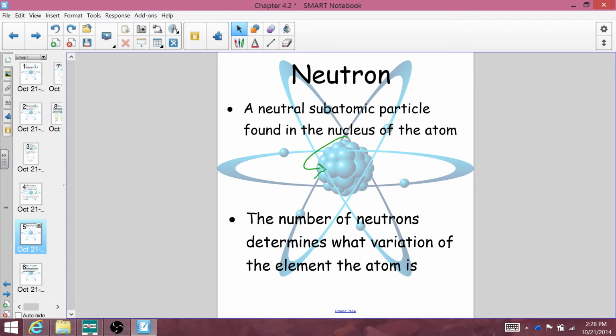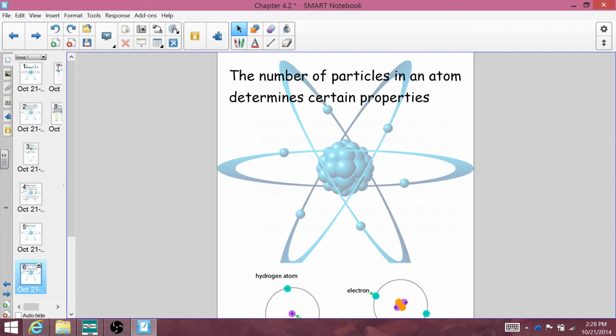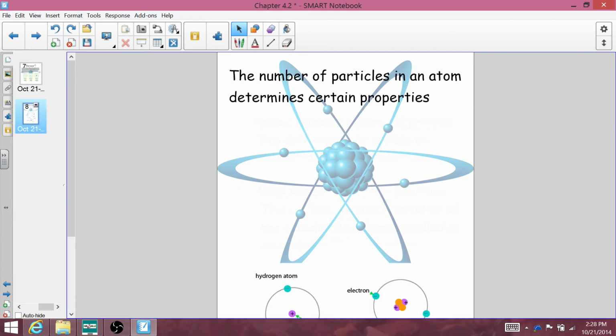This is kind of a really weird concept. But if I keep the number of protons in the nucleus the same, but add a whole bunch of neutrons, I am not changing the type of element this is, but I am changing how heavy it is. So it's going to act a little bit differently than one with a different number of neutrons. This is what we call an isotope.